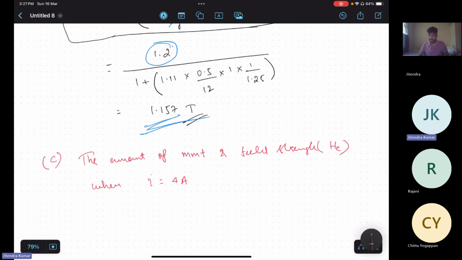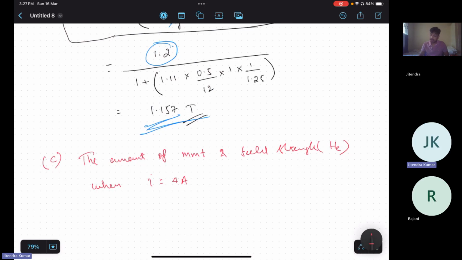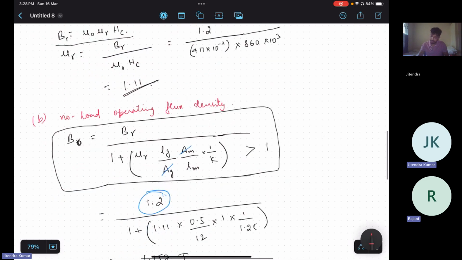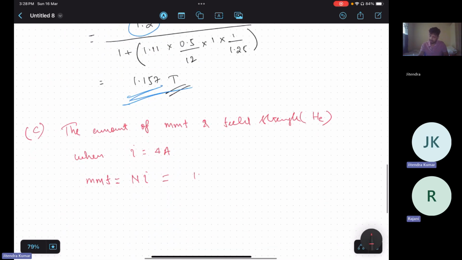I hope you got the question. MMF and field strength. So MMF is equal to NI, number of turns into current. It is very straightforward. The number of turns was given as 1,000 turns per phase, and current is 4 ampere. So it will be 4,000 ampere-turns.